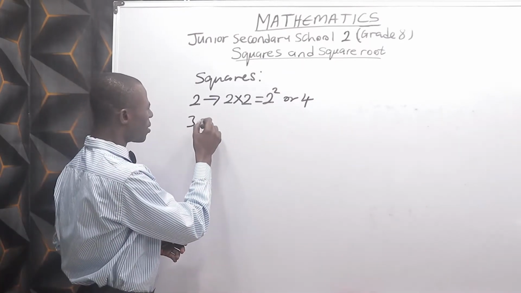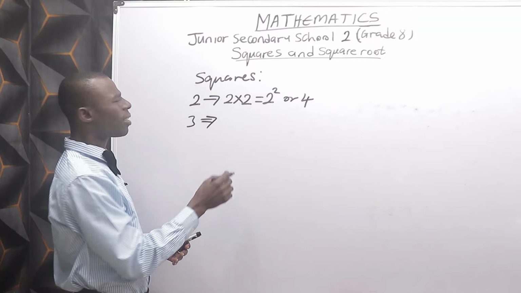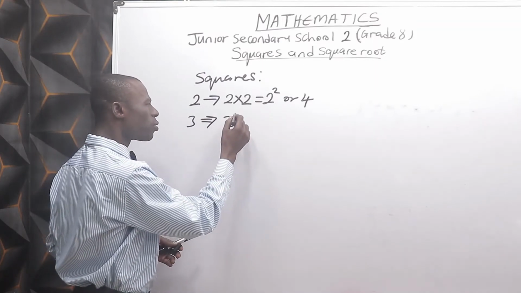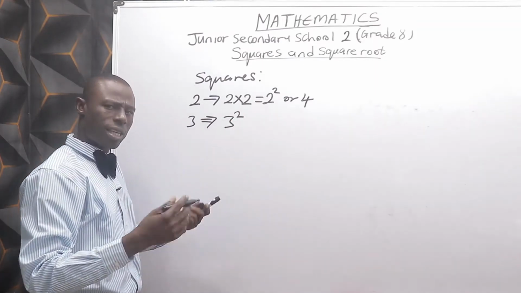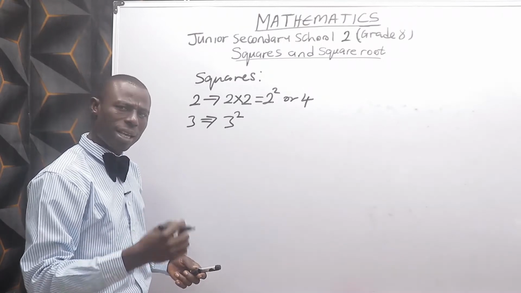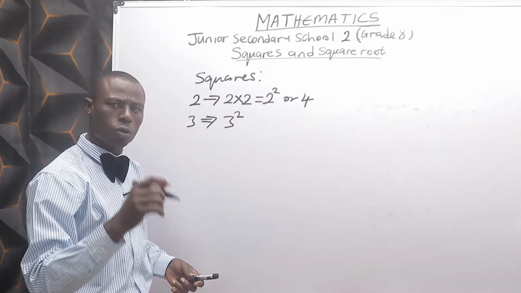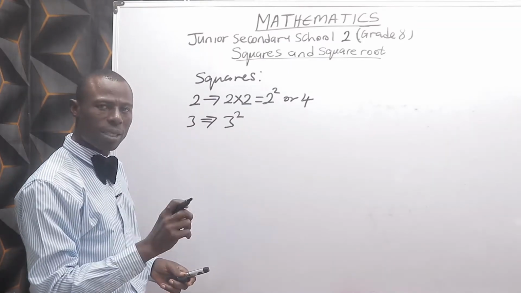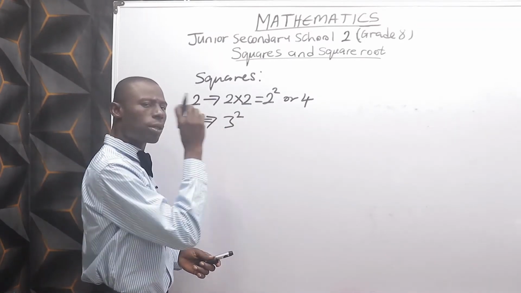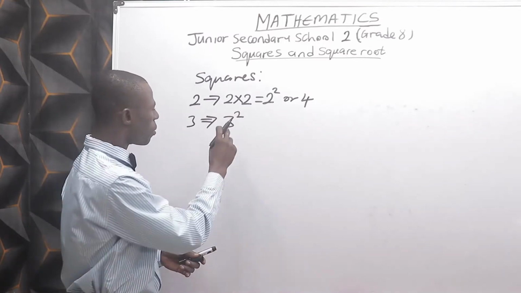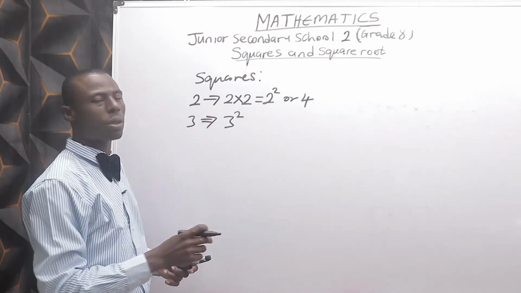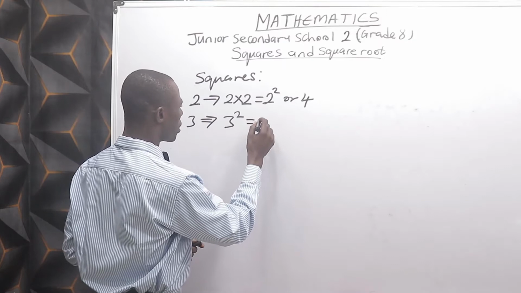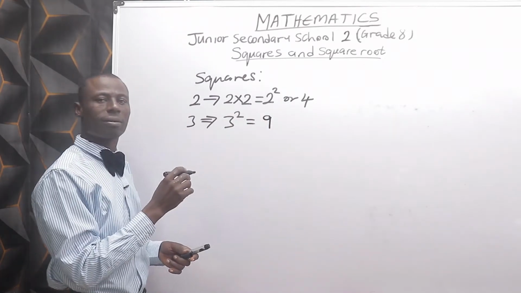The square of 3 is 3 raised to power 2. Square is raising a number to power 2. So the square of 3 is raising the 3 to power 2, 3 raised to power 2, and that result is 9.